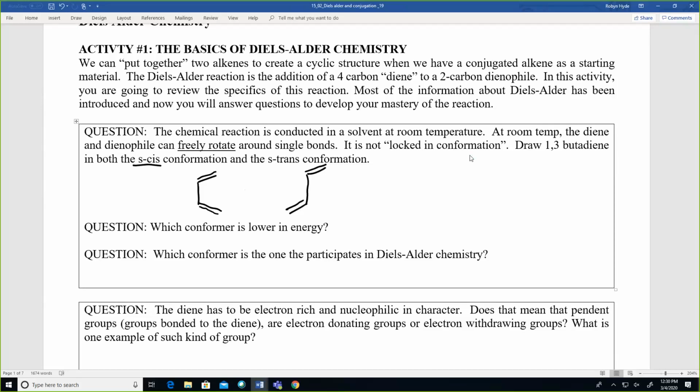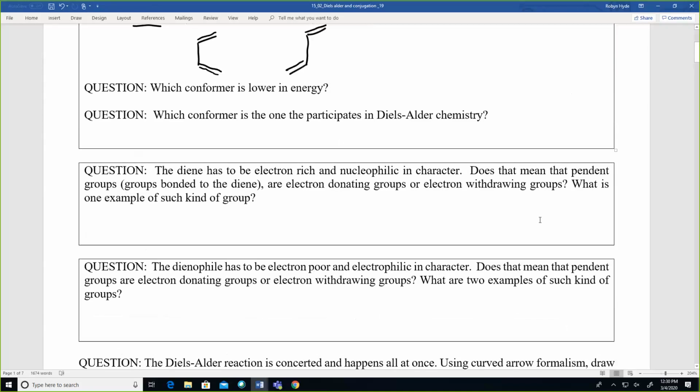So which of those two conformers is lower in energy? This is for the trans. Yep, because in the trans the big groups are far apart. But which is the only conformer that participates in Diels-Alder? This. Exactly.